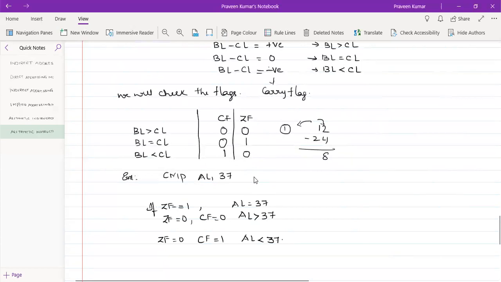That's it. We'll conclude at this point, and we'll come back with two more very important instructions: decimal adjust after addition and decimal adjust after subtraction.